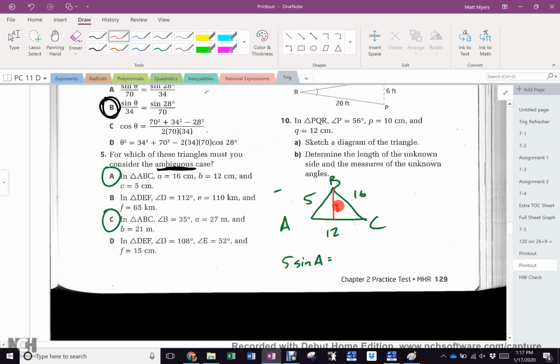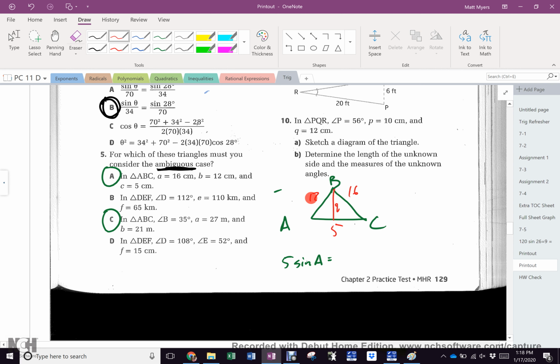And if this is 16 across from A, then this could be 5, 12. 16 is way longer than 5, right? Has to go out here. Okay, Myers, whatever you say, I'm going to make this 6. I'm going to make this 12 and this 5.